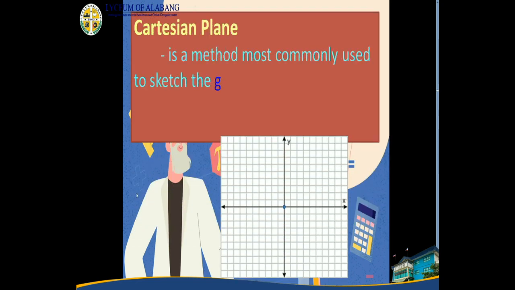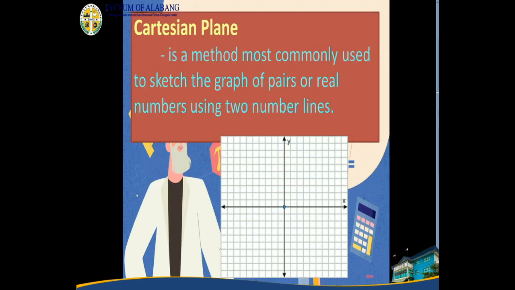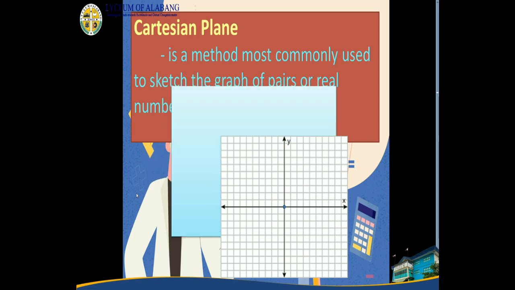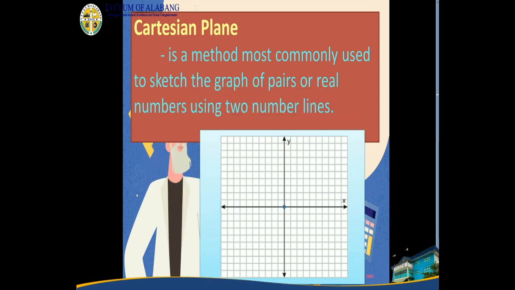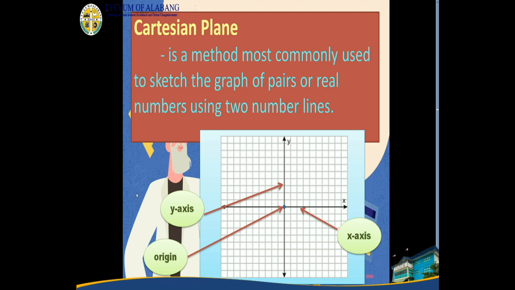Cartesian plane is a method most commonly used to sketch the graph of pairs of real numbers using two number lines. A Cartesian plane is a graph with one x-axis and one y-axis. These two axes are perpendicular to each other. The origin is in the exact center of the graph.